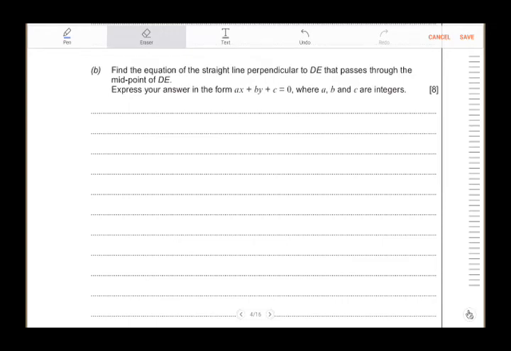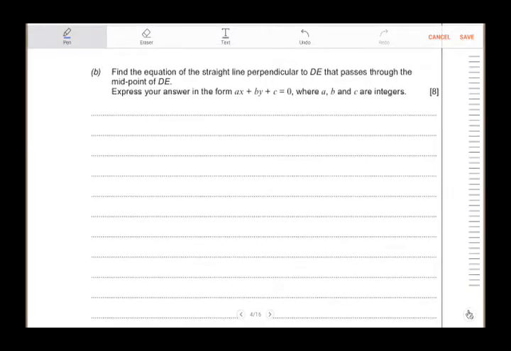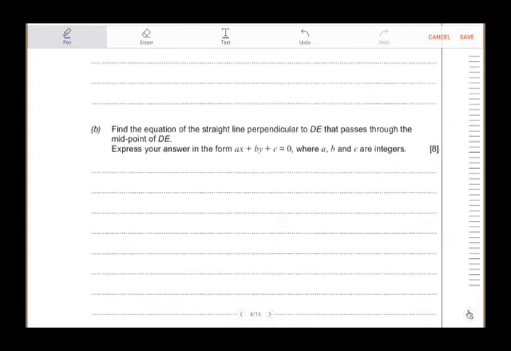Okay, this is question 4b from the WJEC Additional Maths 2015 paper. For this question, we're asked to find the equation of the straight line perpendicular to DE that passes through the midpoint of DE. We have to express our answer in the form ax + by + c = 0, where a, b and c are integers. Whole numbers, positive or negative, that's what that means.